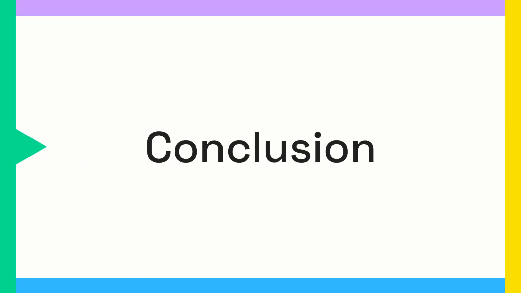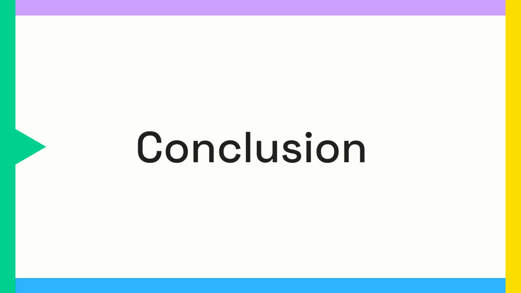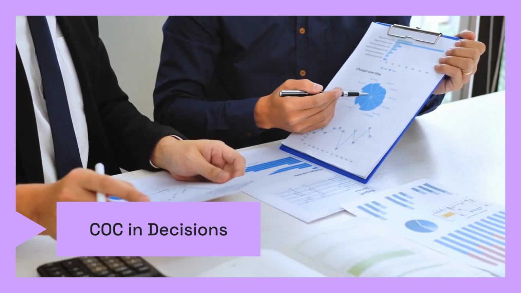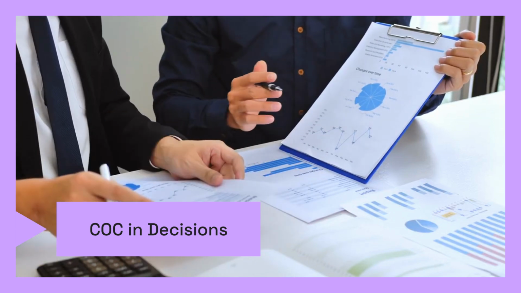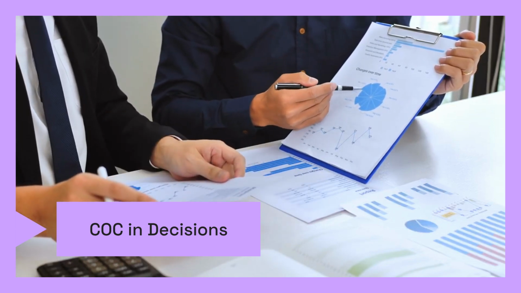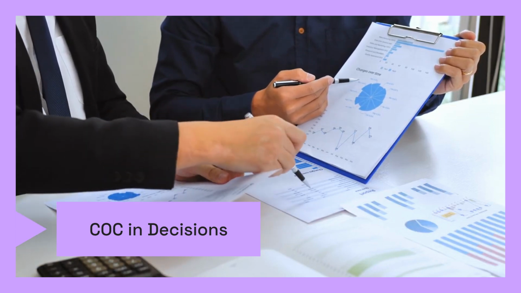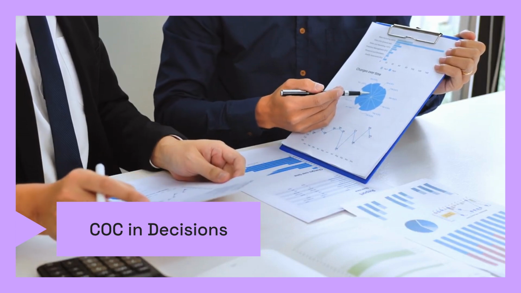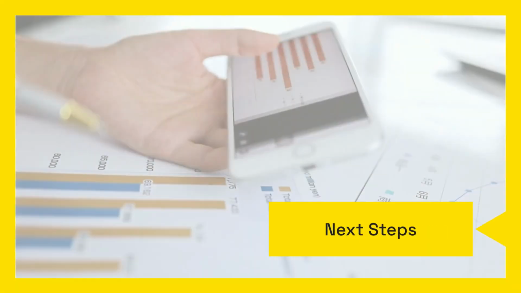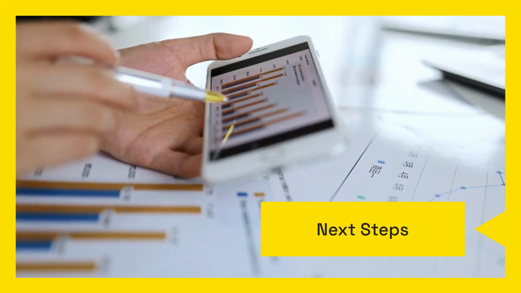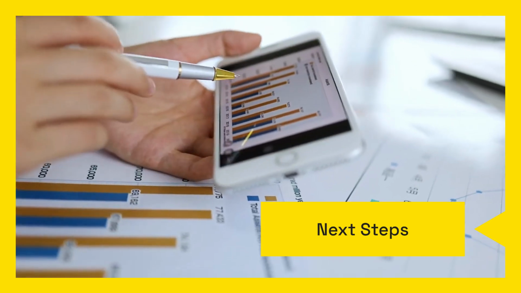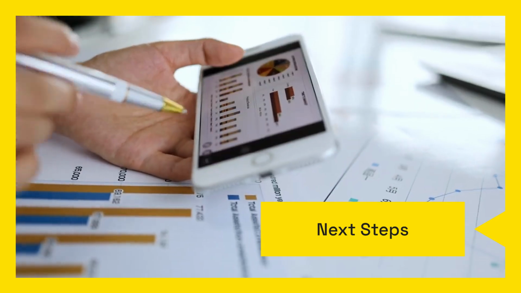To wrap up, let's look at how this critical figure, the cost of capital, is actually used in business decisions. The cost of capital acts as the discount rate for evaluating investment projects, often used in net present value, or NPV, calculations and comparing with internal rate of return, or IRR, to determine project profitability. Understanding WACC is foundational for capital budgeting. Keep practicing these calculations, and you'll master this essential financial concept.